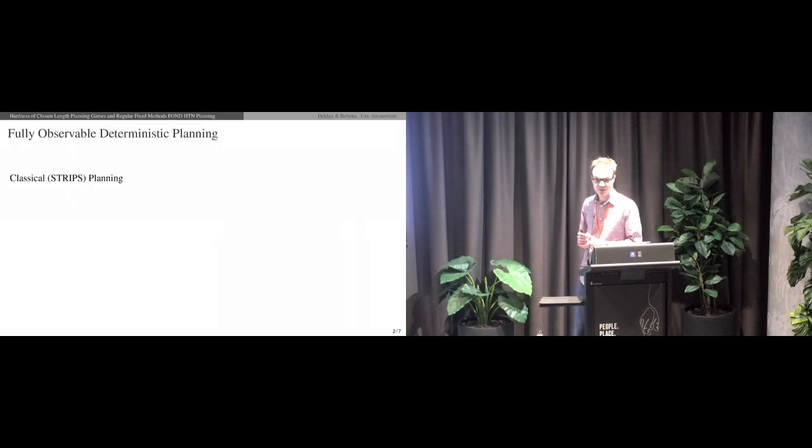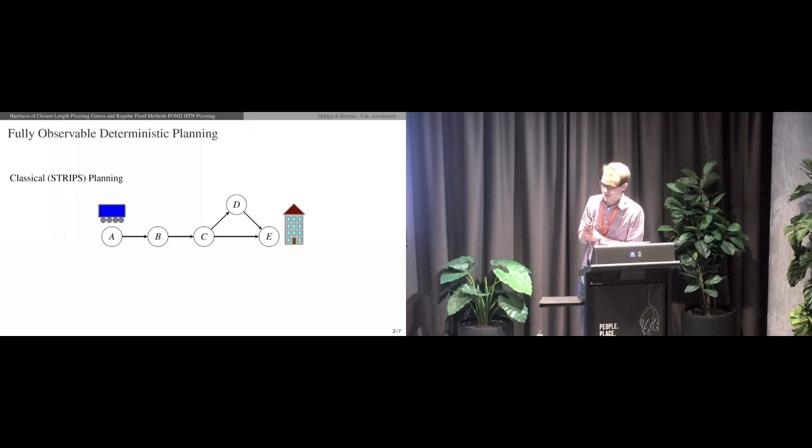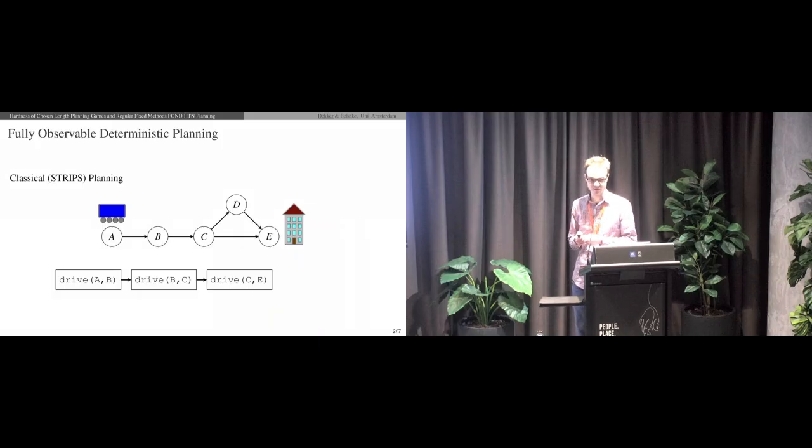First, I recap classical planning. So fully observable deterministic planning. In this planning problem, it's basically pathfinding. There's a truck that needs to drive to a building to deliver a package, say. And a plan for this problem is, for example, to drive to node B, then to C, and then to E.